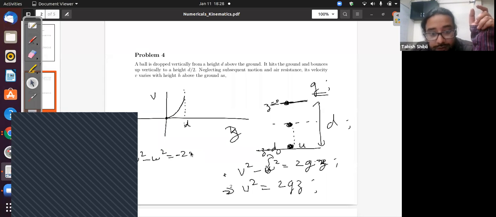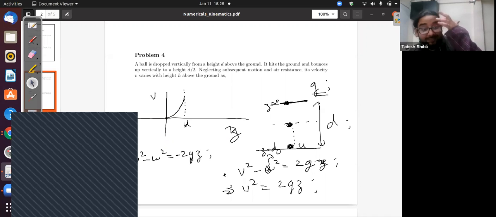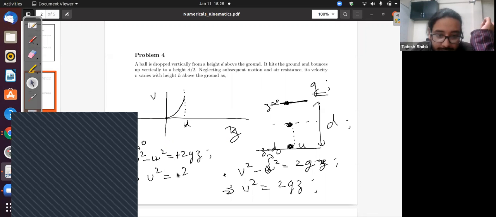minus 2 g z. But z is also decreasing, right? So this is also a minus z here. That's why it makes it a plus z here. And you have v is equal to 0. This implies u square is equal to minus 2gz.